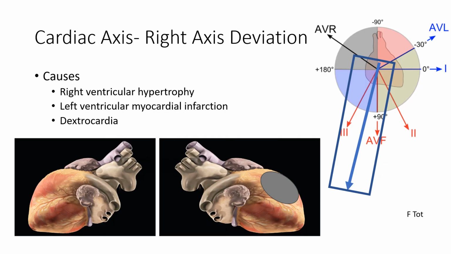Causes of right axis deviation include right ventricular hypertrophy, so a very large right heart now able to generate a lot of current, or a left-sided myocardial infarction. So I'm no longer producing much current on the left, and thus the right side predominates. Another cause is dextrocardia, where the heart is actually inverted and your largest ventricle is on the right side.